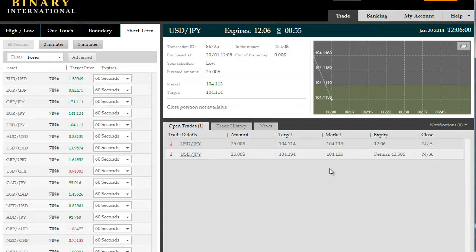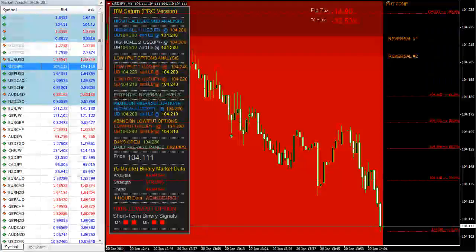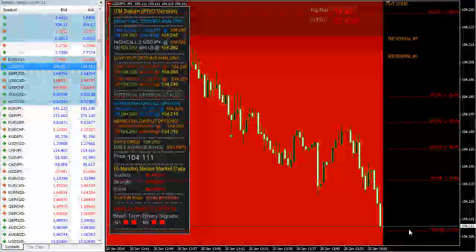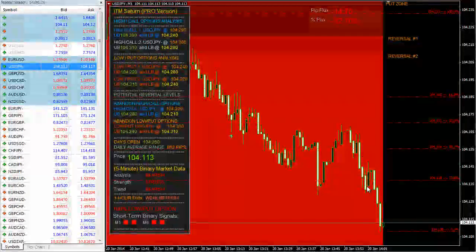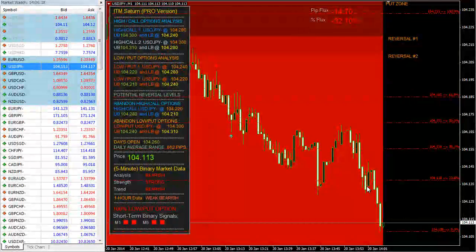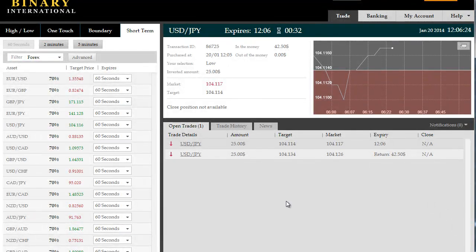We already had a 42.50. There was a bit of a clip mix here while I was changing over from pair to pair. We had one trade that had already expired in the money at 42.50. And we now have 100% low put option probability on this particular trade as well. That is currently in execution. We're going to wait for this to expire and switch over to the screen shortly to see how much time we have left. We have 30 seconds remaining to this trade.